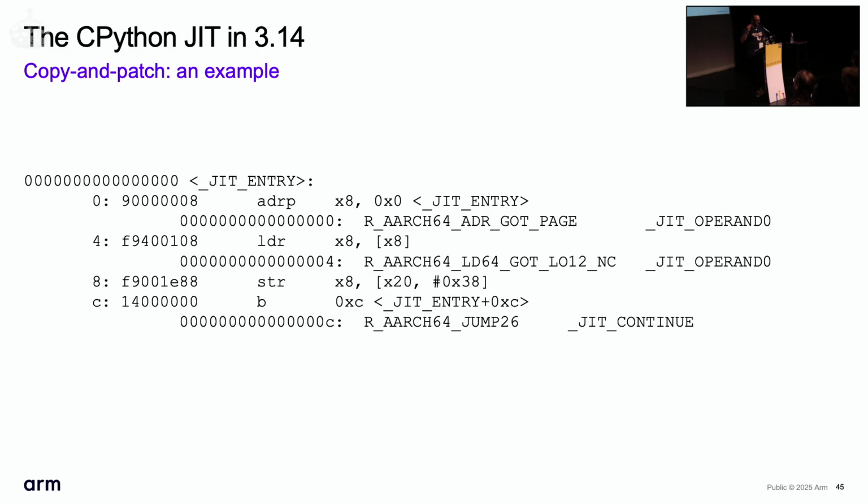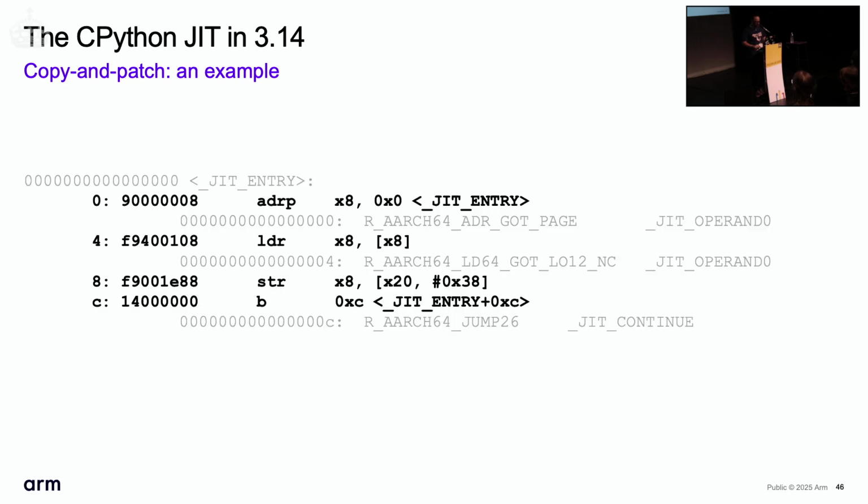And this is what the JIT wrapper for setIP looks like after it's compiled, but before it is patched. This is a short sequence of arm64 instructions that implement the core behavior of setIP, updating the frame's instruction pointer and jumping to the next micro-op. Let's walk through the instructions.